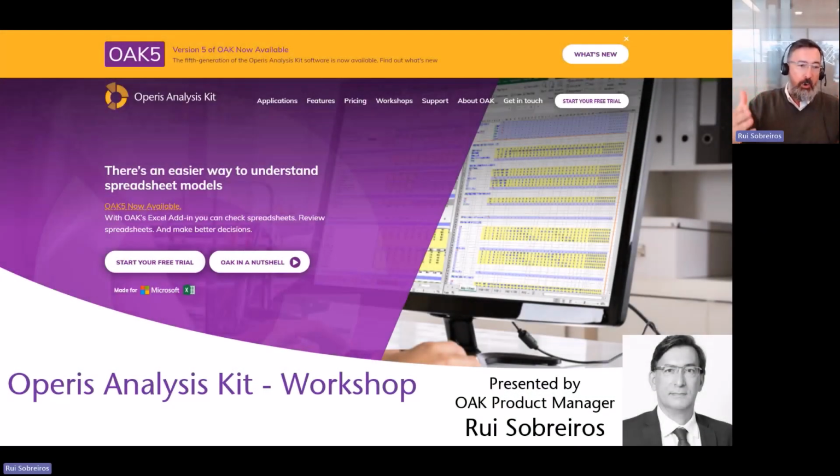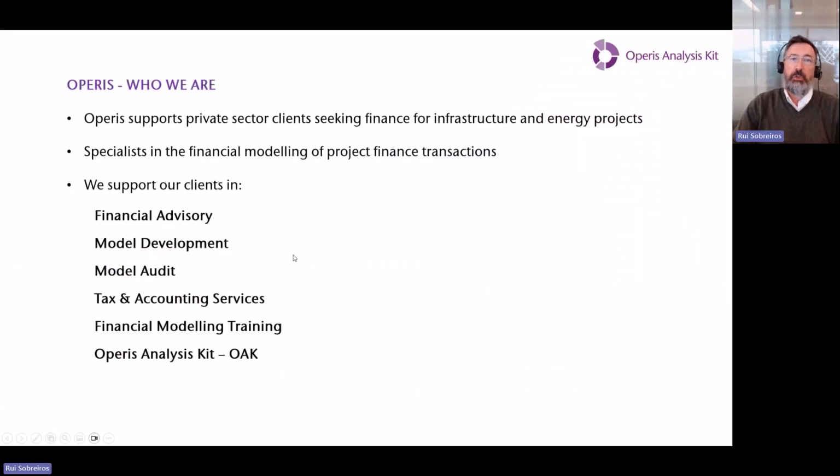Okay, so Operis analysis kit. Why Operis? Because Operis is the company name. We're based here in London. I'm in Cannon Street. We have an office in Toronto. And just to move to the next slide, what you're going to see is what we do.